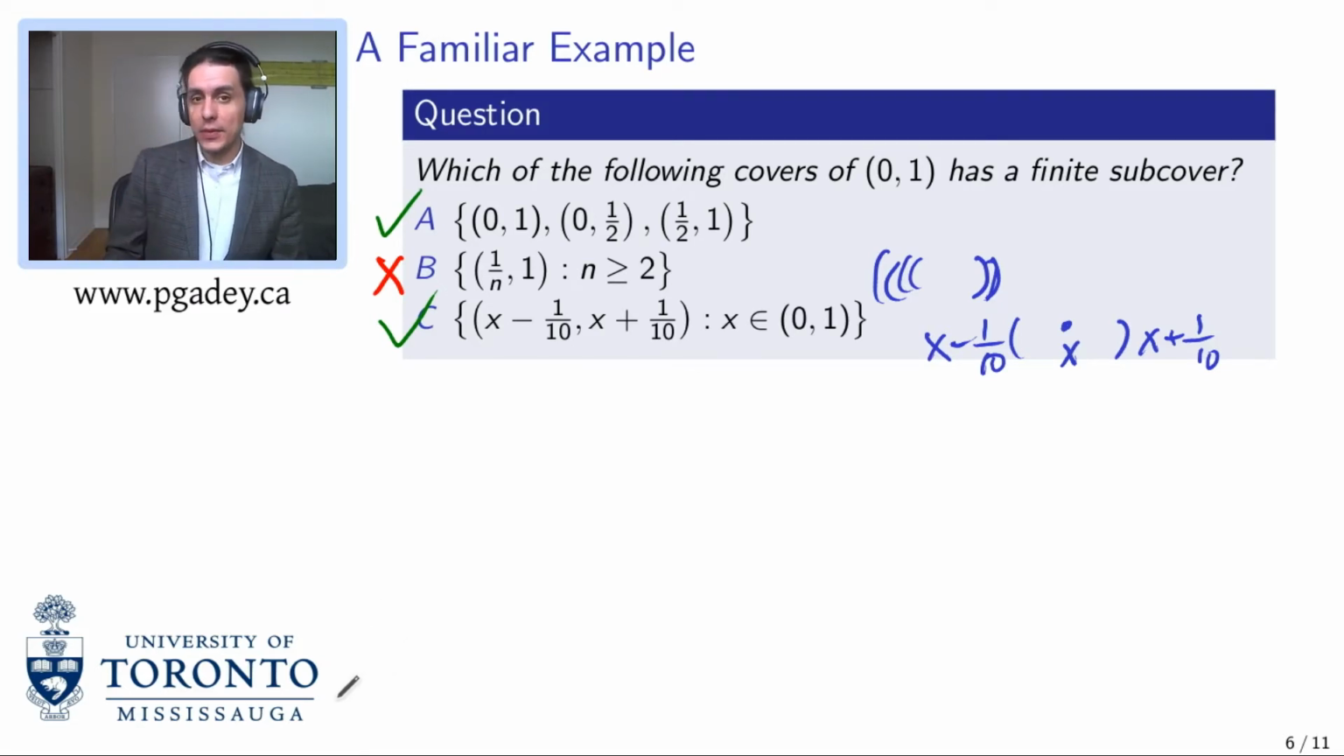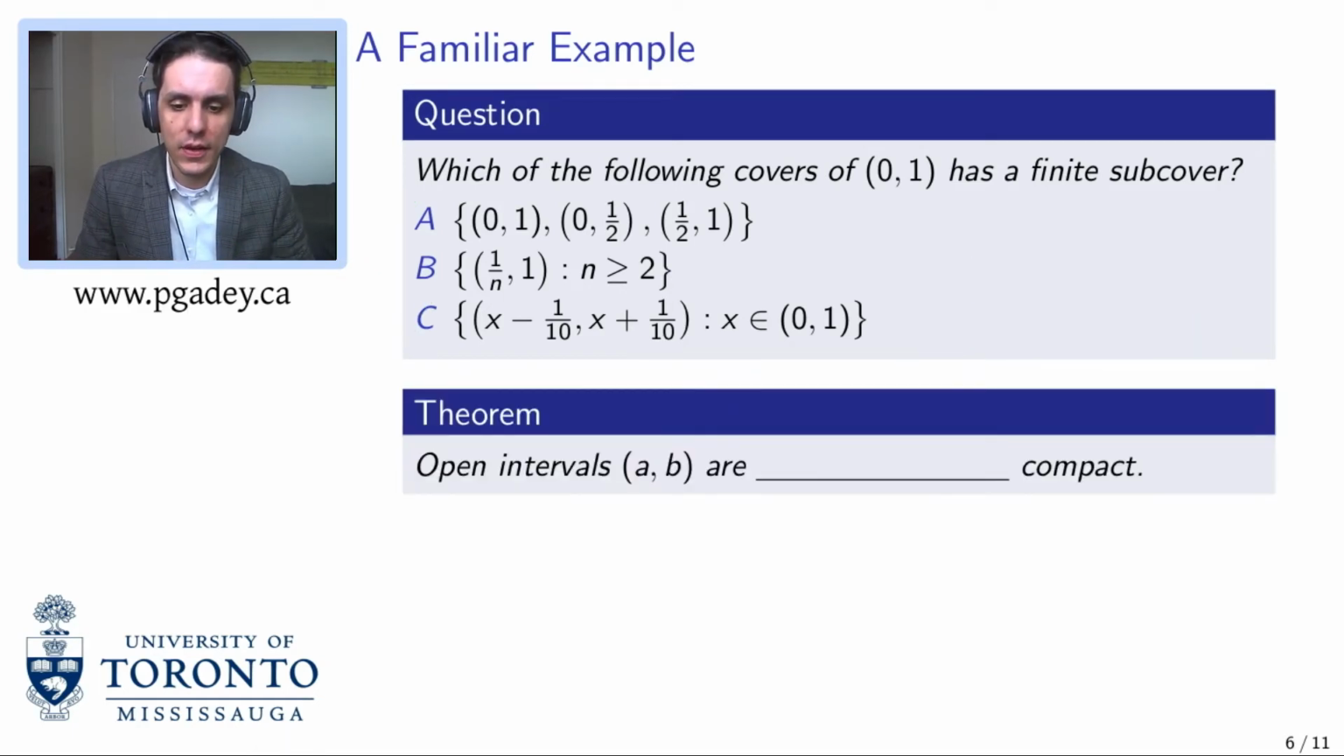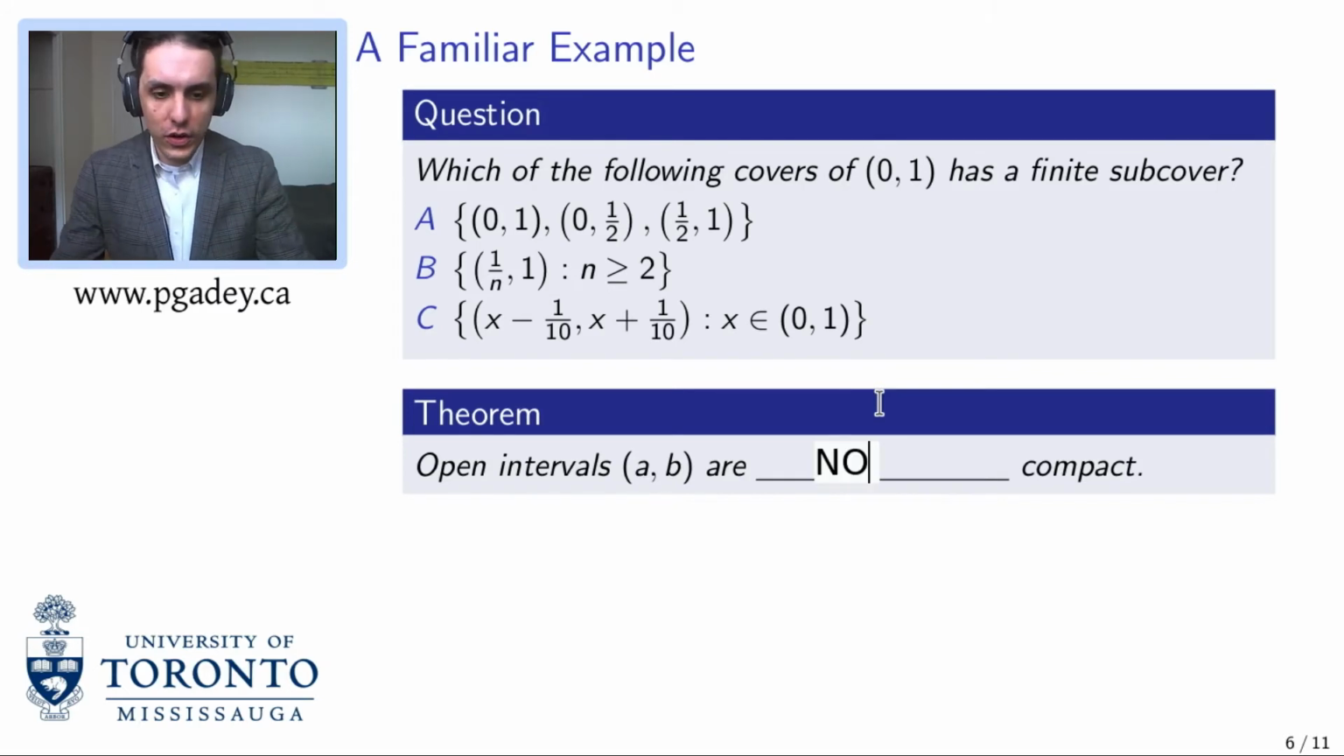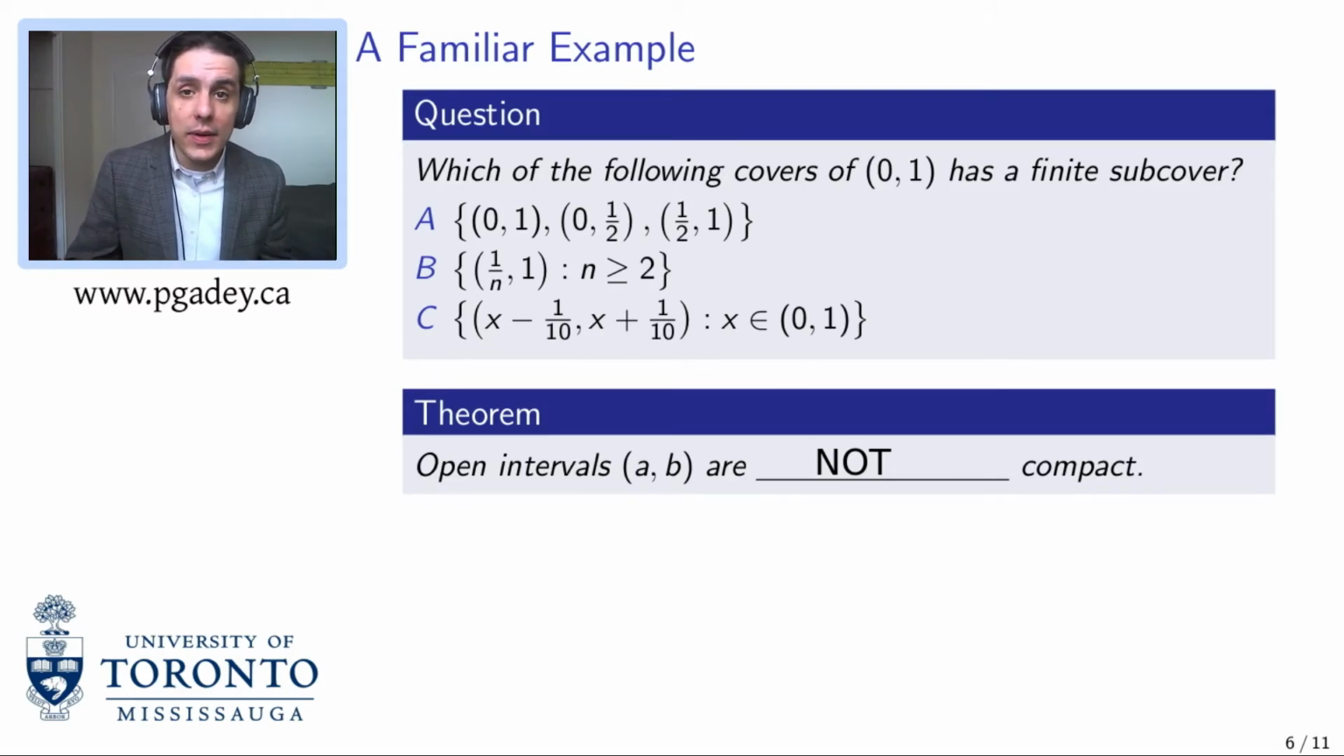So we've got some examples of covers of 0, 1 where we have finite subcovers and where we don't have finite subcovers. So what does this tell us about compactness? Are the open intervals compact? Are they not compact? So open intervals A, B are not compact. And the reason for this is that some covers have finite subcovers, some covers don't have finite subcovers. And compactness is a universal statement. We need for all covers there exists a finite subcover. So here we see that open intervals cannot be compact because they have some covers without finite subcovers.